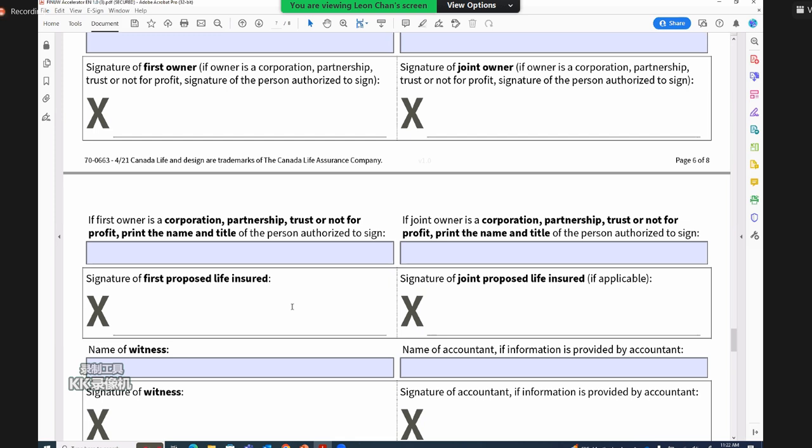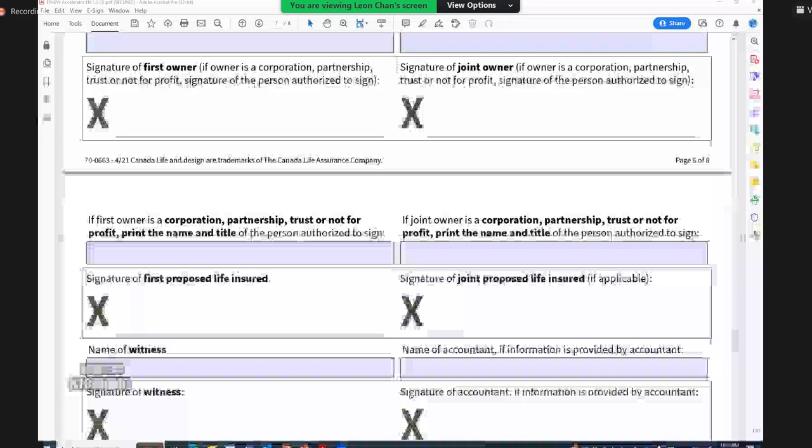So maybe I'll just speak a little bit in Mandarin so that everyone can get an idea about this financial life insurance financial underwriting tool.